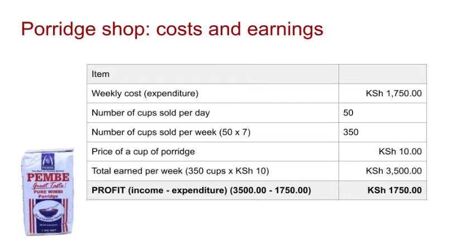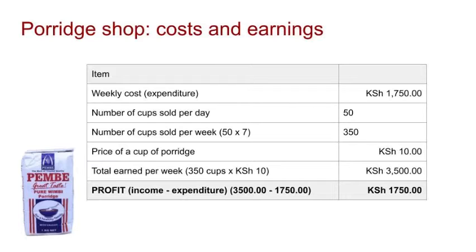So let's have a think about what we might earn, how much money we might earn. In this example, we're suggesting that we might sell 50 cups of porridge a day. That means if we're working 7 days a week, 350 cups of porridge are being sold every week.